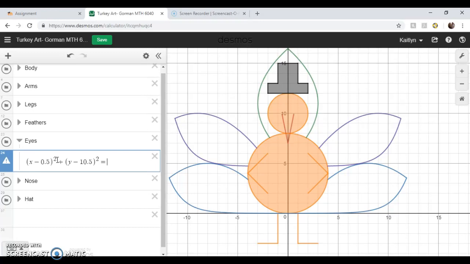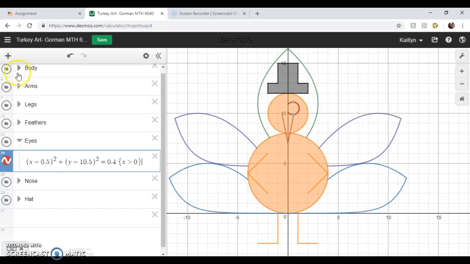And then I'm going to make the radius about, we'll try 0.5 and see how that works. Okay, that's a little big, so I'm going to try a little bit less. Okay, so that's about right. But I don't want the eye to go over the middle, so I'm going to make a restricted domain on this one that x has to be greater than 0.